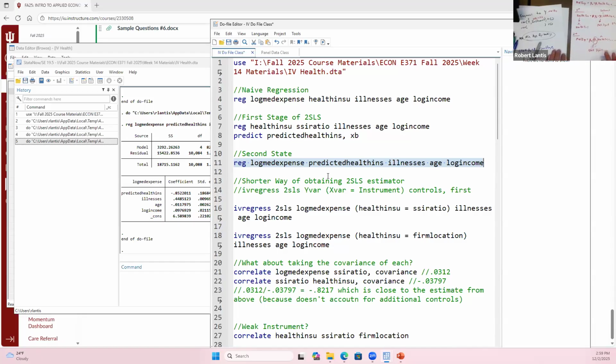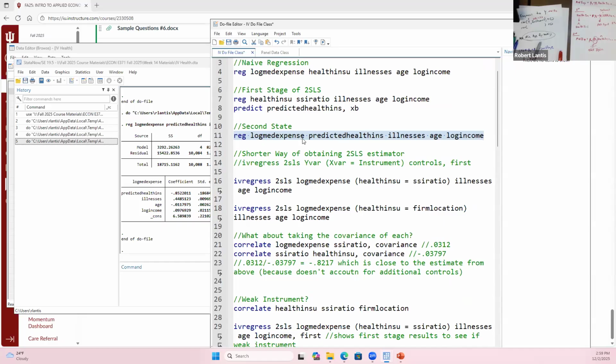Now, from our second stage, we can determine whether or not the second criteria is met, which is, is that instrument exogenous? Is it going to be exogenous to our Y values? Right? So we'll kind of go back and think about this.